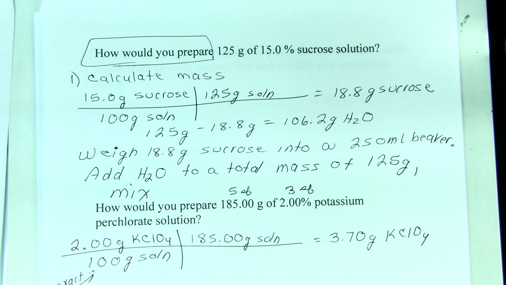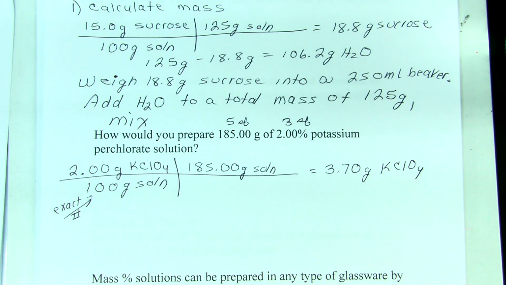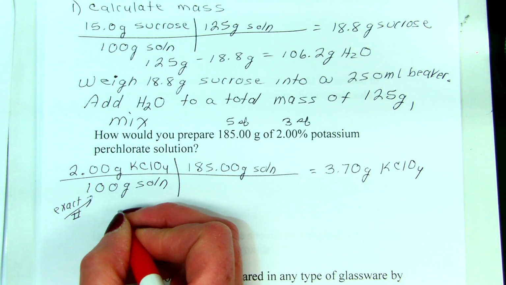If you're working in the chemical industry and you're looking at discharge information from a plant, it can make a difference how many sig figs you use because you can exceed EPA regulations if you write more sig figs than you're allowed. Okay, so now we have 3.70 grams of potassium perchlorate. Figure out how much water we need.